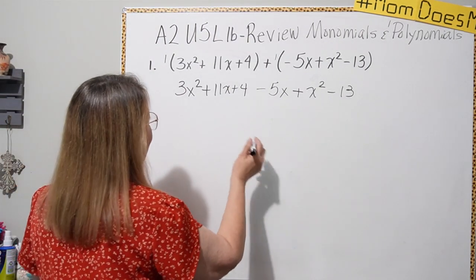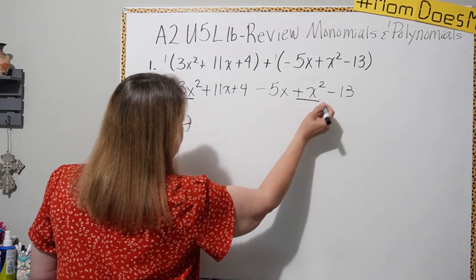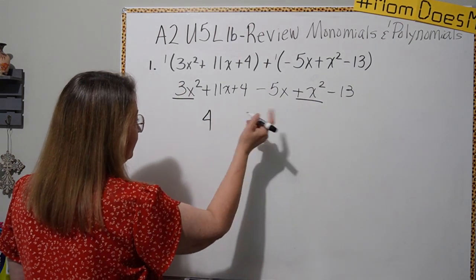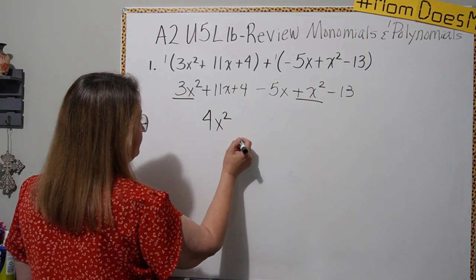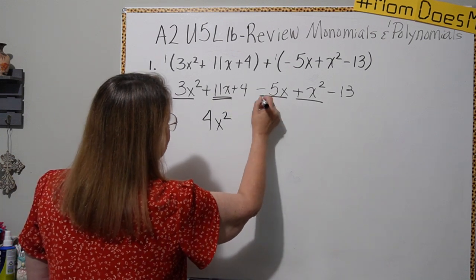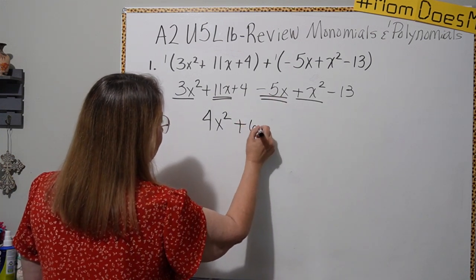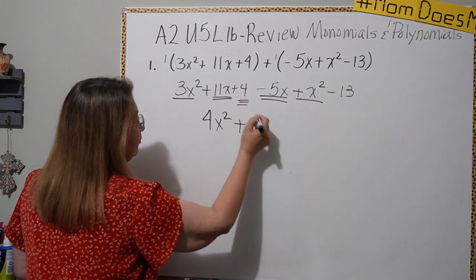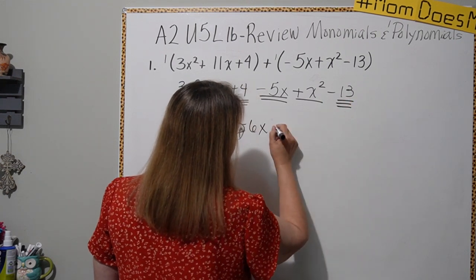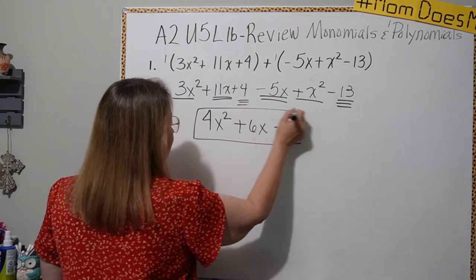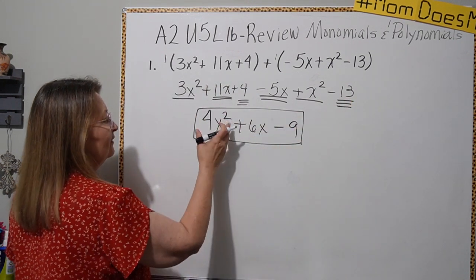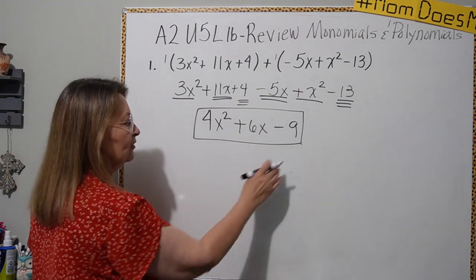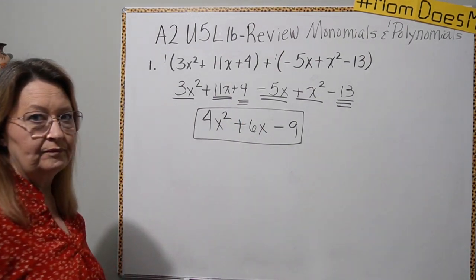So I'm going to start with my highest exponent. 3x squared plus x squared is 4x squared. 11x minus 5x is positive 6x. And plus 4 minus 13 is minus 9. There's nothing else that can be combined, and the exponents are in descending order, so it's done.